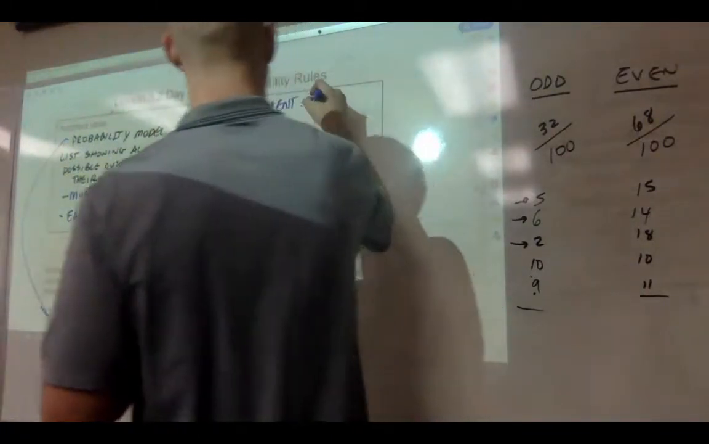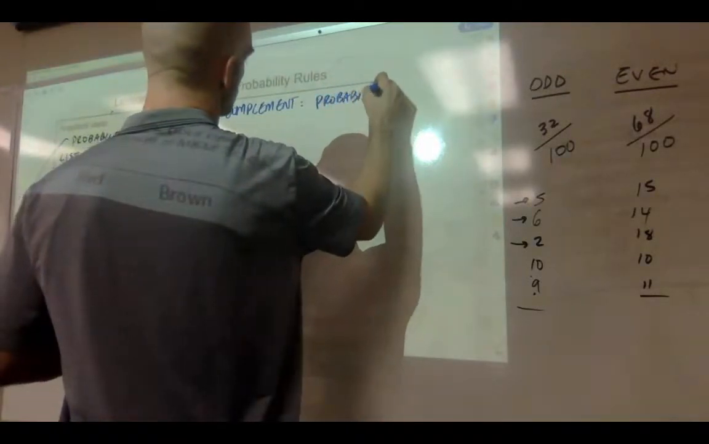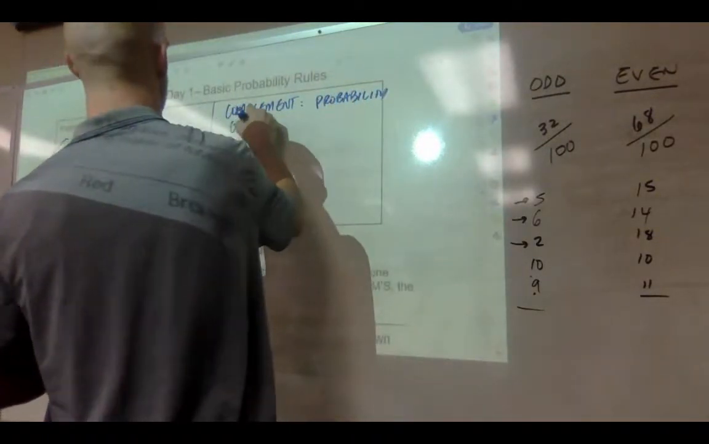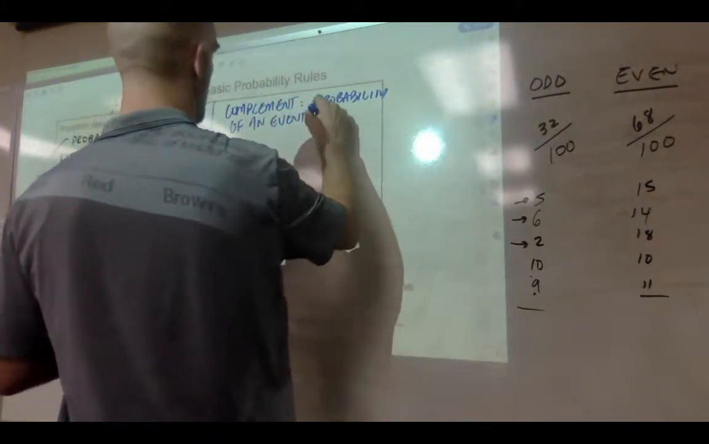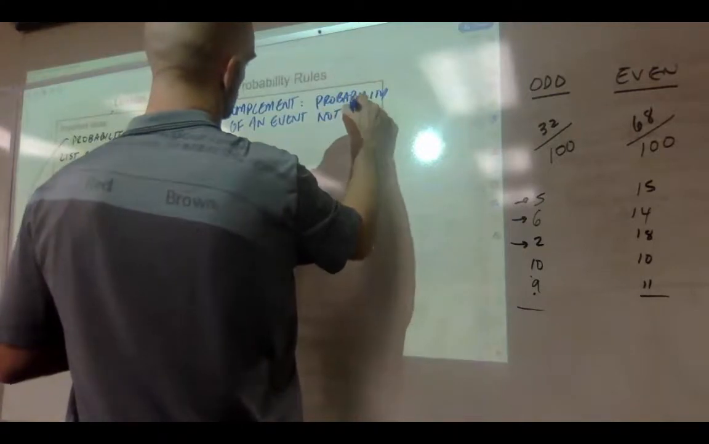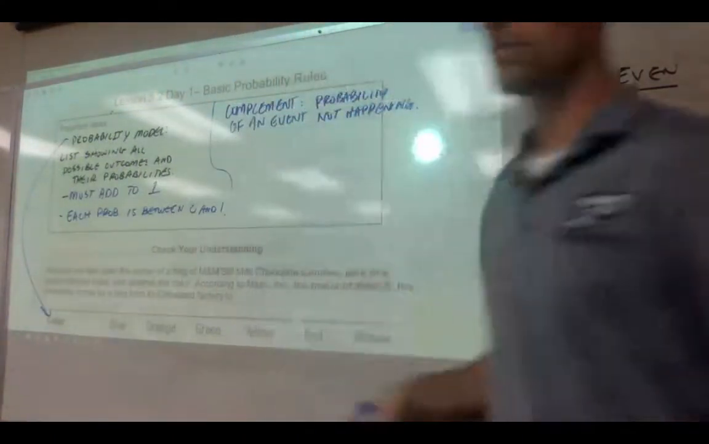Complement is the probability of an event not happening. It's the probability of an event not happening.